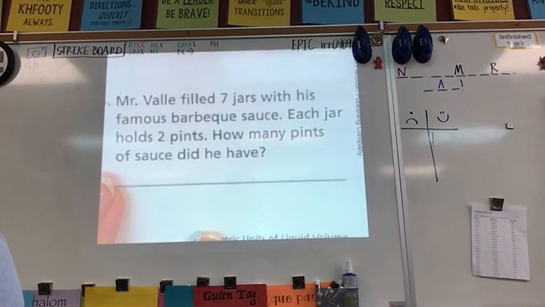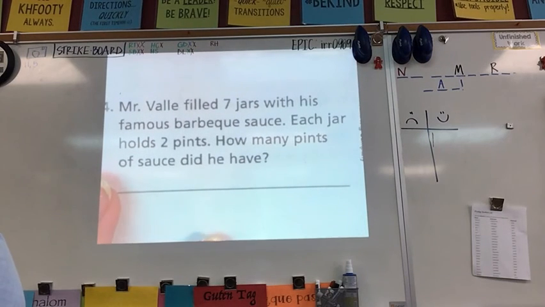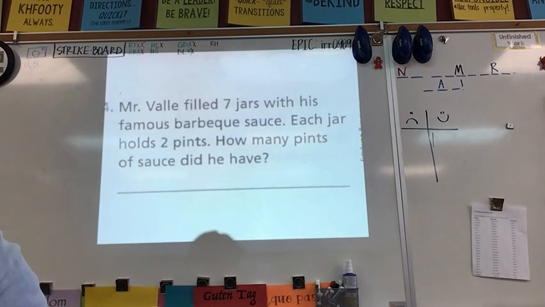Next problem. Mr. Valle filled 7 jars with his famous barbecue sauce. Each jar holds 2 pints. How many pints of sauce did he have? Ooh, barbecue sauce. This is another one you're working on your own. Mr. Valle filled 7 jars with his famous barbecue sauce. Each jar holds 2 pints. How many pints of sauce did he have?